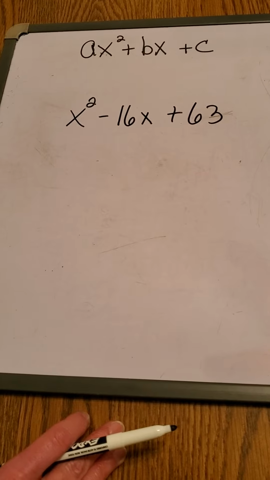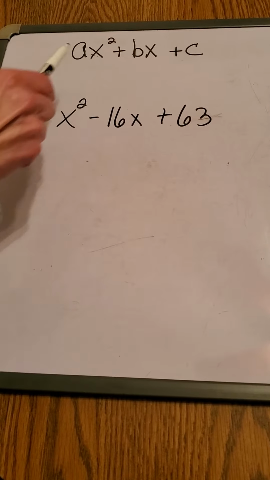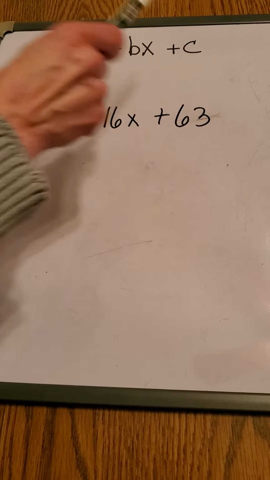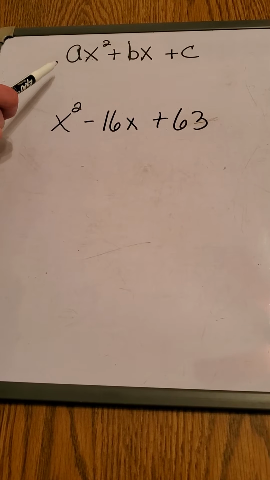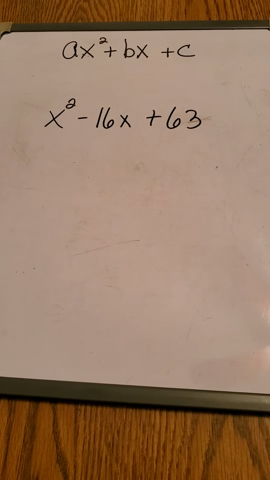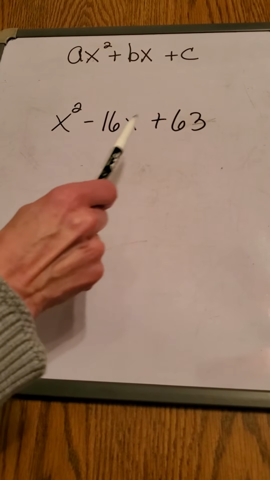Today we will be factoring a quadratic expression. This is an example of a quadratic expression, ax squared plus bx plus c. A is the lead coefficient, b is another coefficient, c is a constant. In my example, I always want to confirm that it is in the proper form.